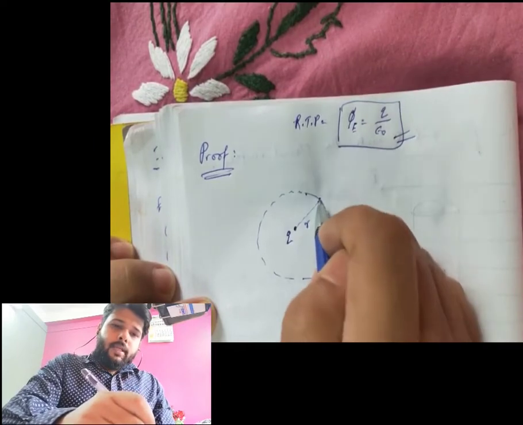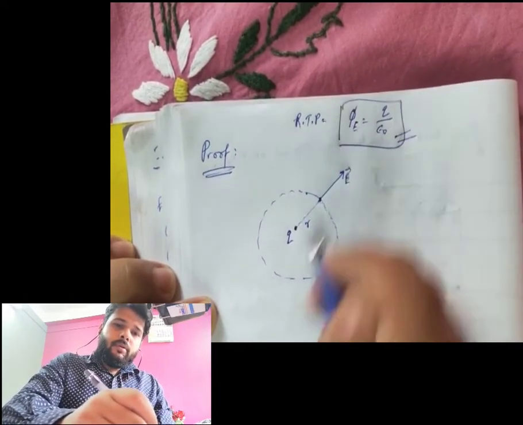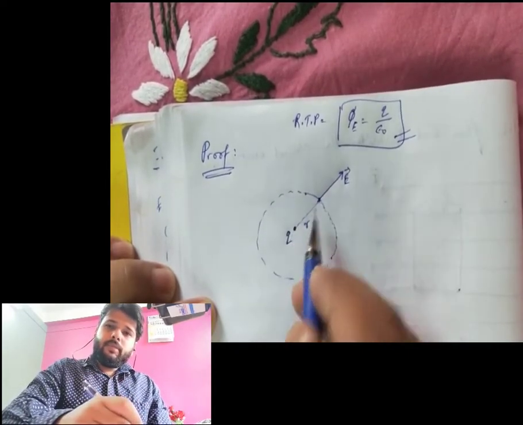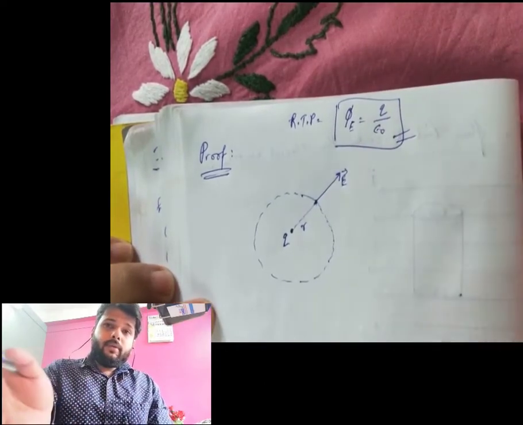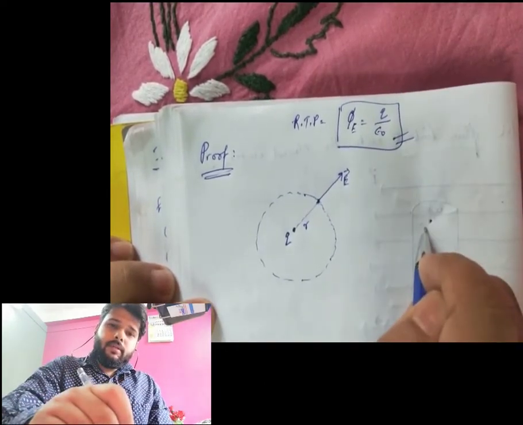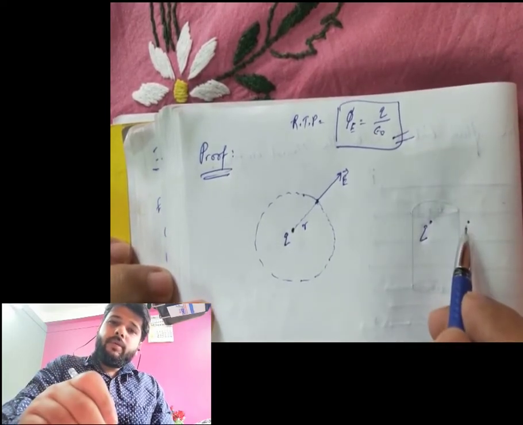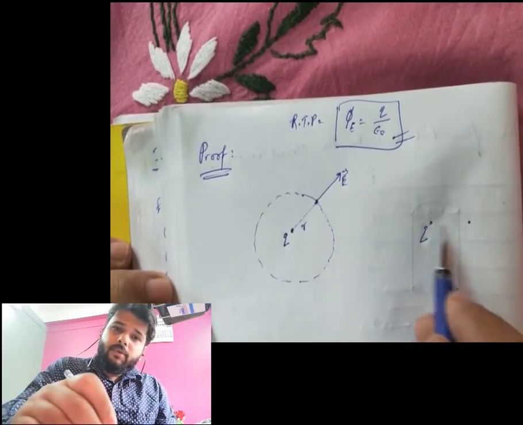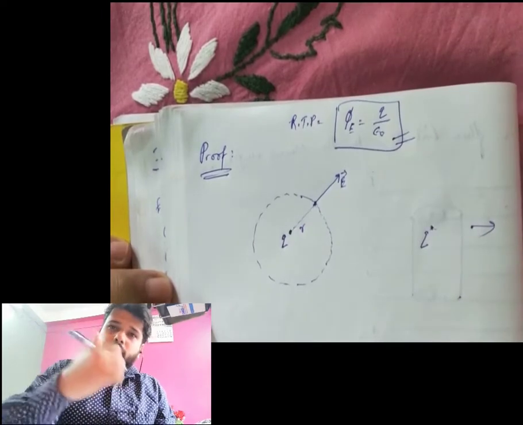Now the electric field will be in this direction, because it is a positive charge. Electric field is a vector quantity. Here we have a charge q, and we have to find the field. So we put a unit positive charge here, and this unit positive charge is also positive, so the electric field will always be outward.